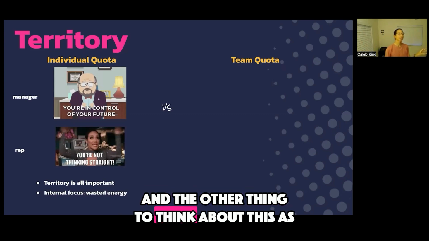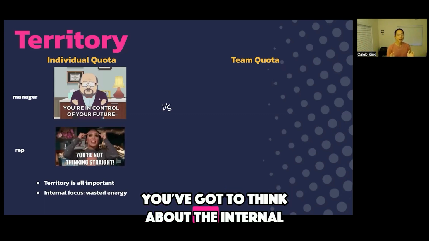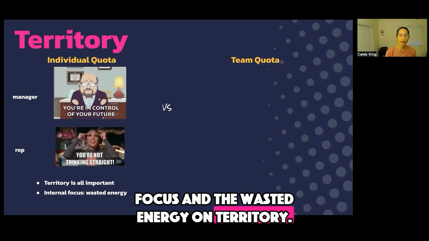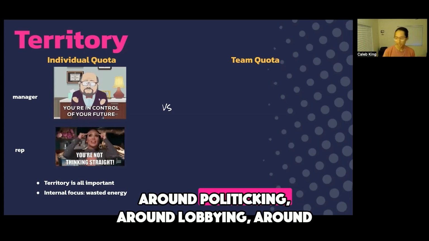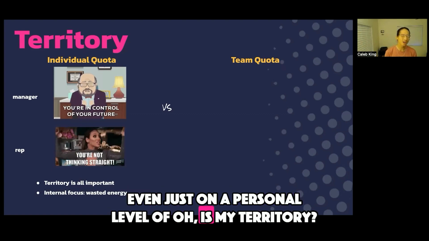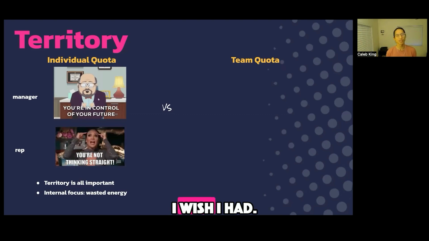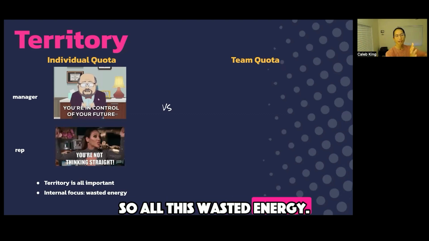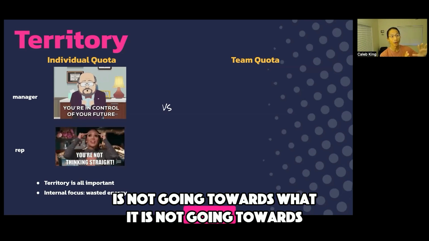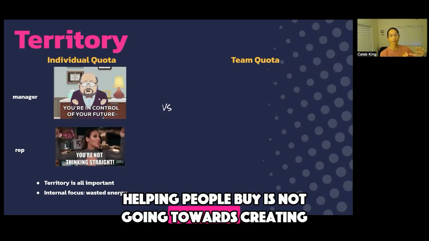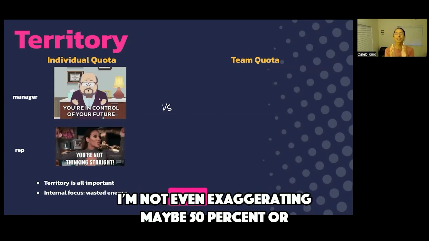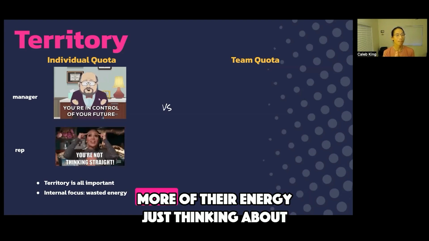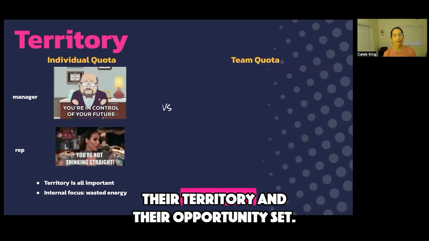And the other thing to think about is the internal focus and the wasted energy on territory. You'd be surprised at how much energy is spent around politicking, around lobbying, around even just on a personal level of, oh, is it my territory? Is it me? My territory sucks. I wish I had. So all this wasted energy is not going towards what? It is not going towards helping people buy, not going towards creating opportunities, not going to market. So the sales team is spending, I'm not even exaggerating, maybe 50% or more of their energy just thinking about their territory and their opportunity set.